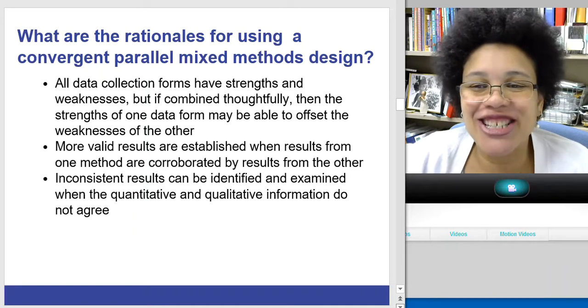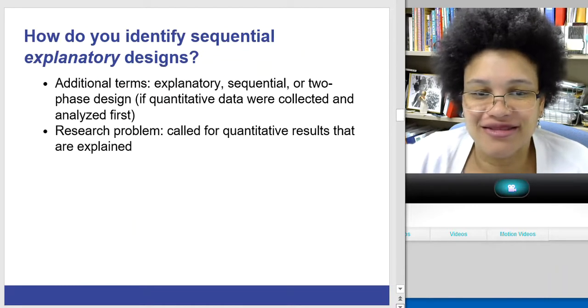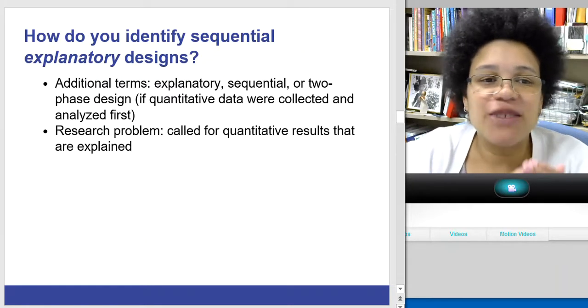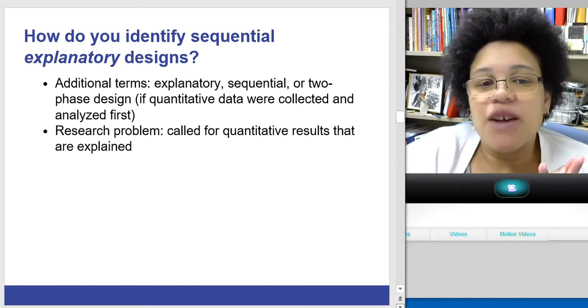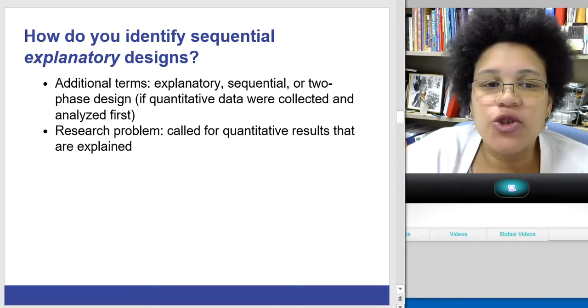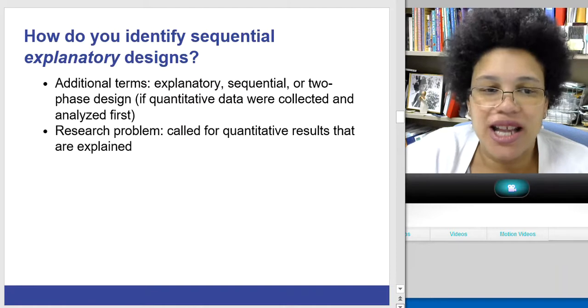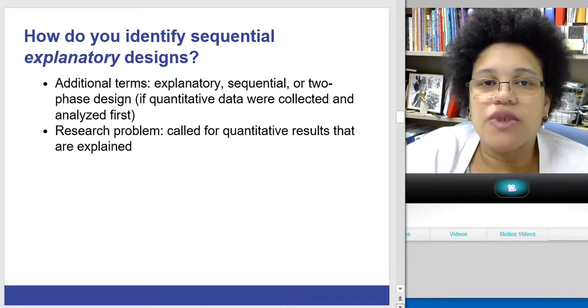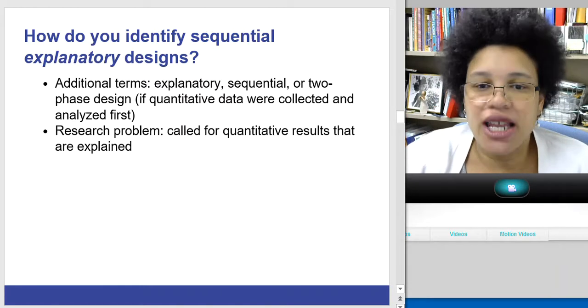When the two data sources do not agree, this is one way that you can tease apart what's going on. Okay, let's talk about sequential explanatory designs. Explanatory, two-phase. The main thing is the quantitative data is collected and analyzed first. So you're getting the quantitative results and then you're explaining it with the qualitative results.